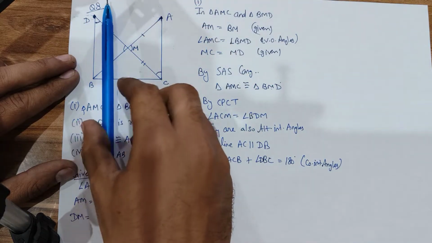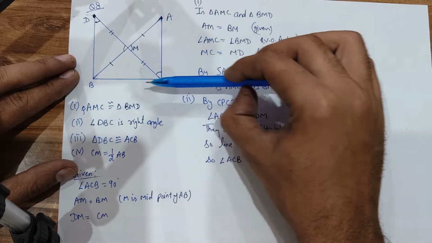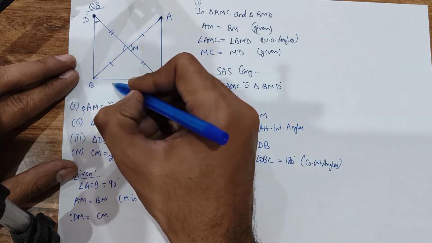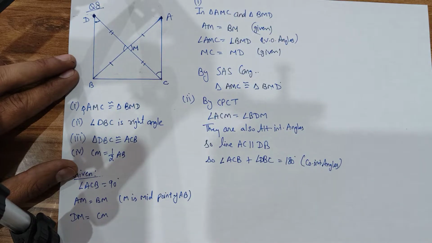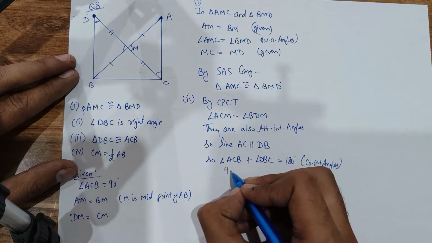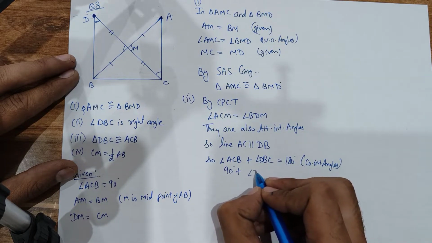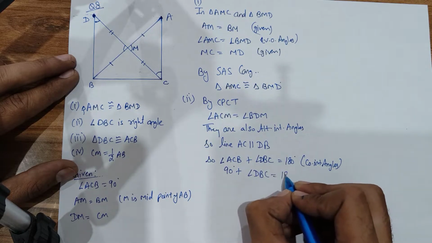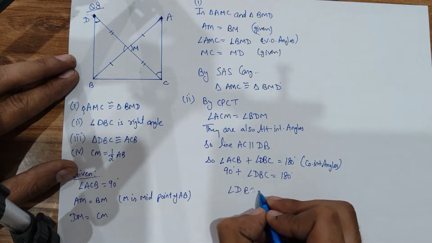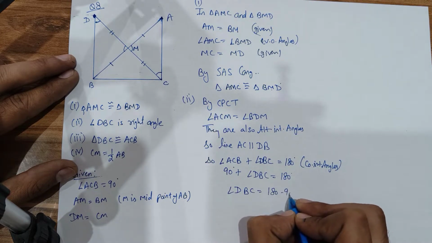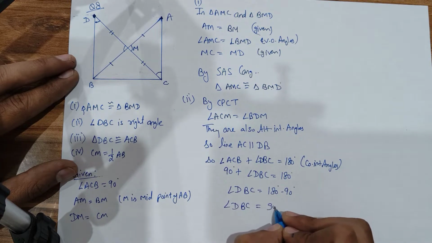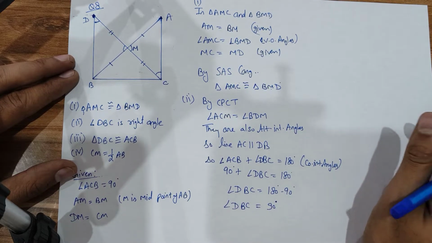You can see this line DB and AC are parallel lines and BC is a transversal. So in this condition, for co-interior angles, angle C and angle B, their sum will be 180 degrees. So ACB plus DBC is 180 degrees and the value of angle ACB is 90 degrees. So 90 degrees plus angle DBC is 180. So from here we can get the value of angle DBC: 180 minus 90, which is 90 degrees. So angle DBC is 90 degrees. This is the proof of the second part.